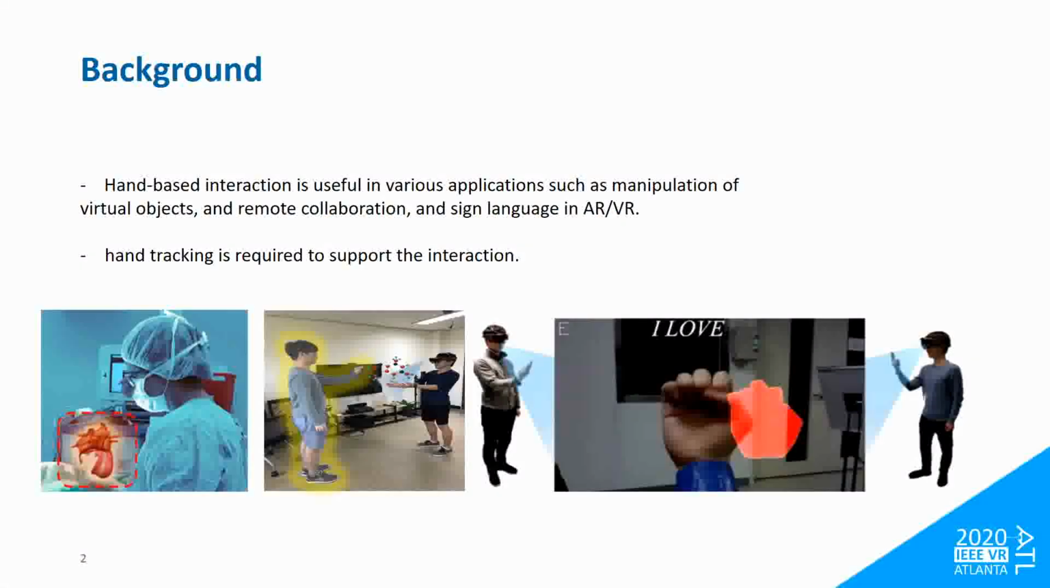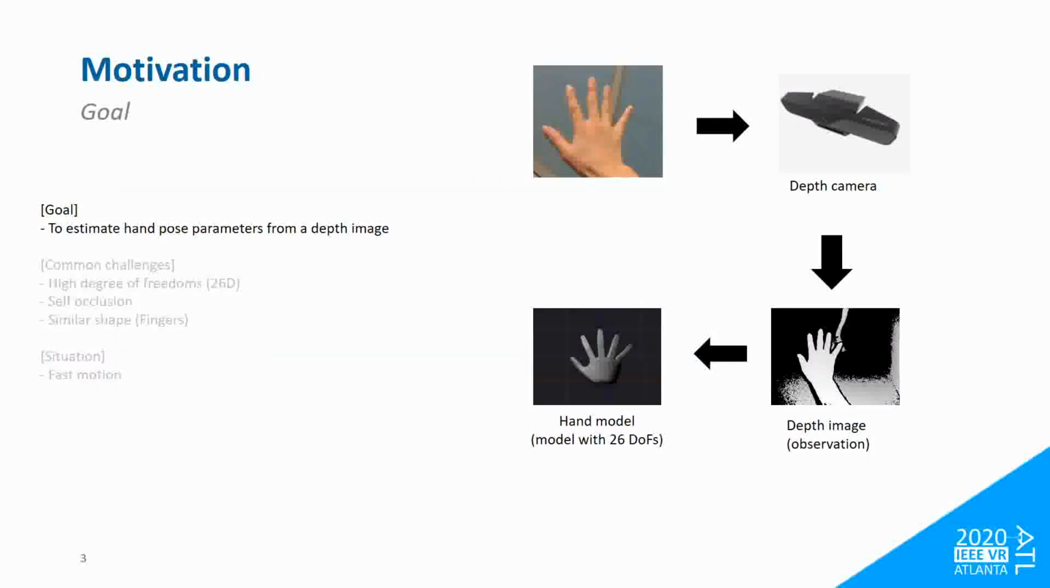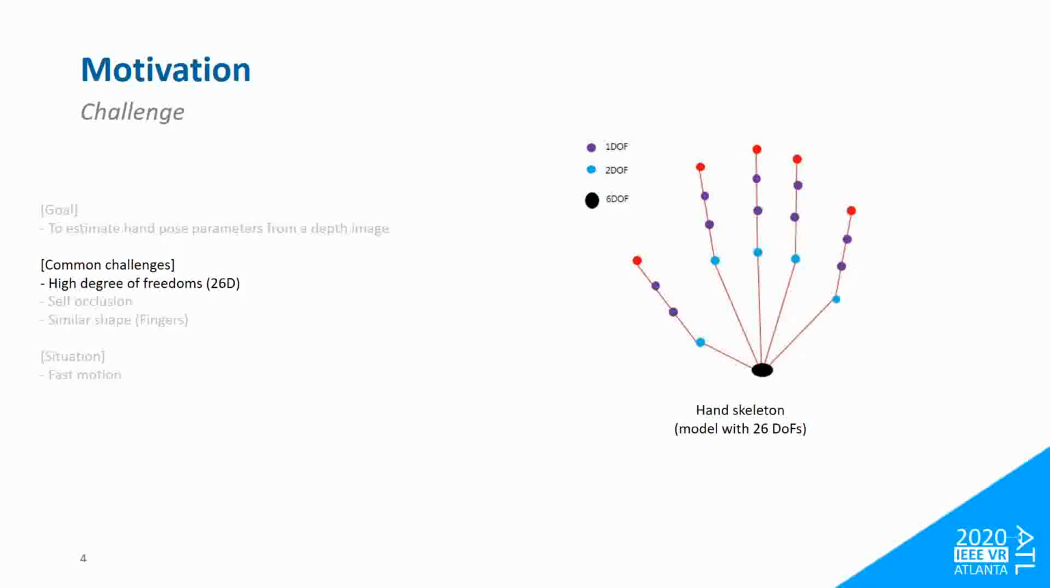I'm going to introduce the background of this study. As you see in the figures, hand-based interaction is useful in various applications, such as virtual object manipulation, collaboration with a remote user, and sign language in AR/VR. So hand tracking is necessary to support these interactions. Many existing methods use a depth camera as a sensor, so the goal is to estimate hand pose parameters from a depth image. The input is a depth image as observation, and the output is hand model parameters, which are rendered to a hand model.